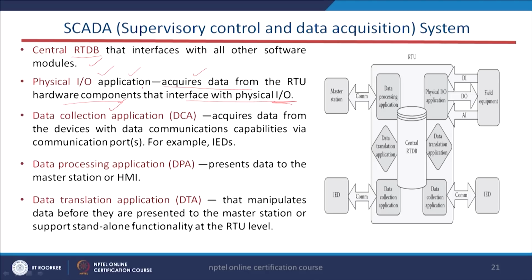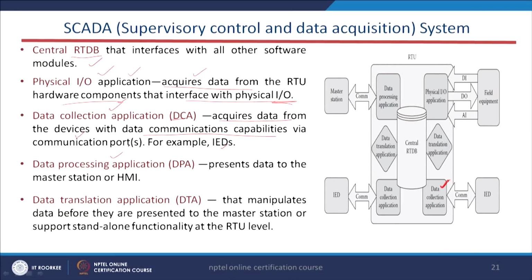And the data collection application part, that is DCA. In this section you can see the software architecture of the RTU. It acquires data from devices with data communication capabilities, via the communication ports with the help of the IEDs. IEDs means intelligent electronic devices. This is the function of the data collection application. These are all basically software parts of the RTU.